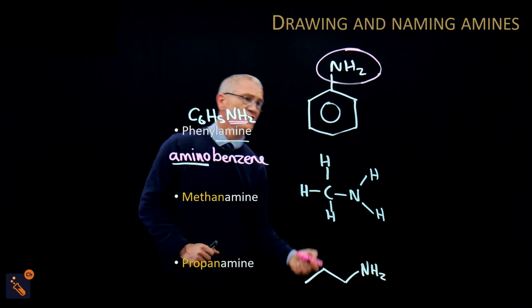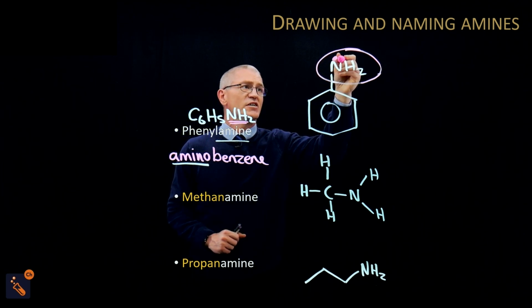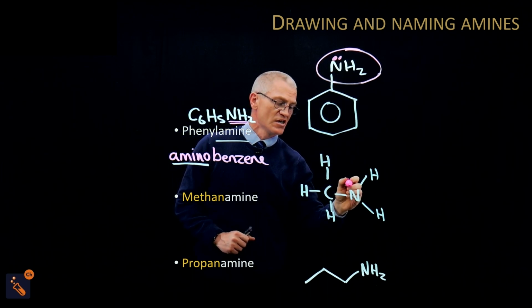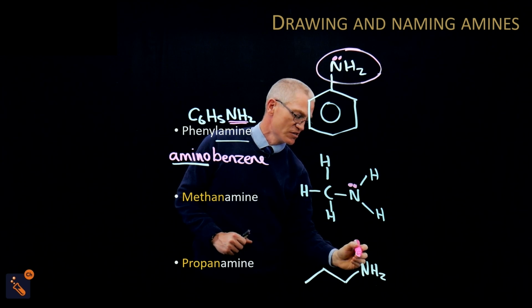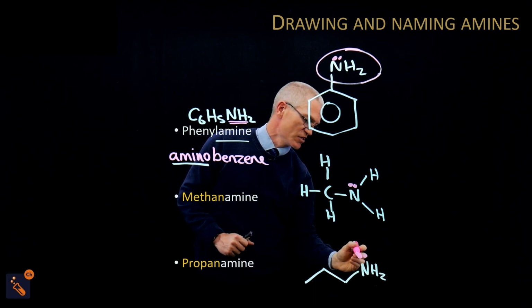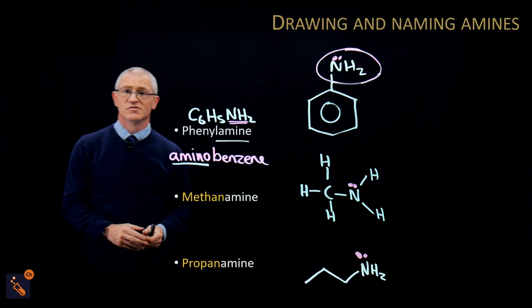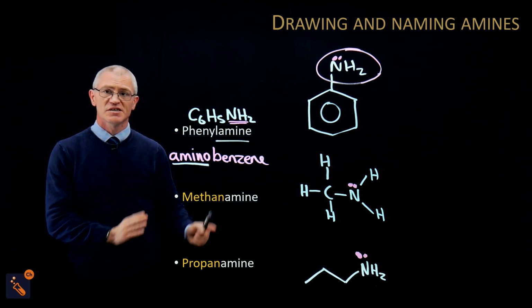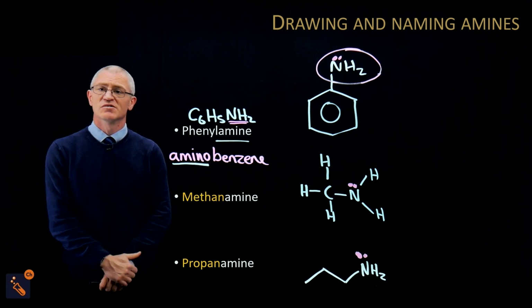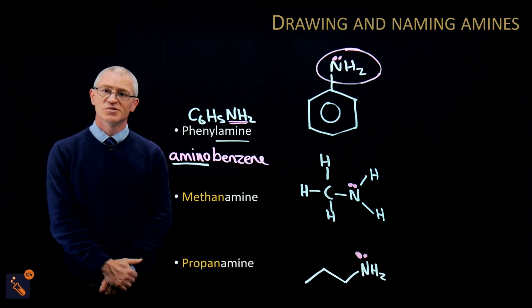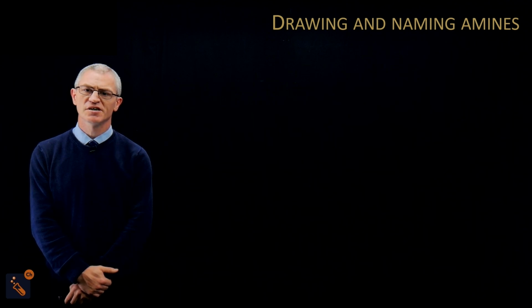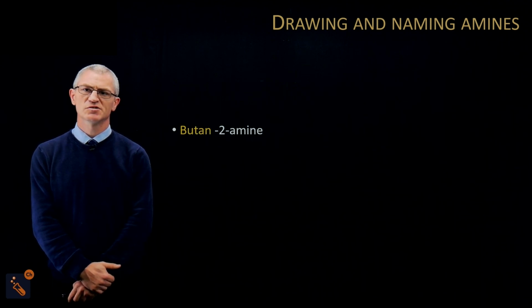Now I just want to finish this off by showing you the lone pair of electrons on each one of those nitrogens. Now that means that the amine can act as a base and accept a proton. So we've got 3 simple amines. We'll now go on to looking at amines in different positions. So we've done the simple naming of amines. Let's have a look at naming some more complex ones.